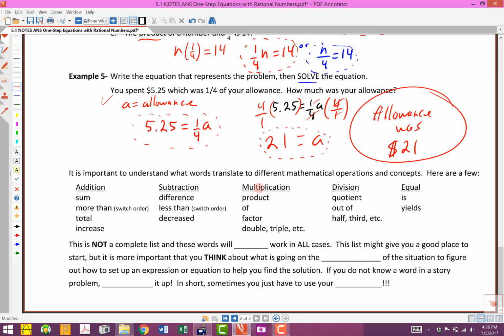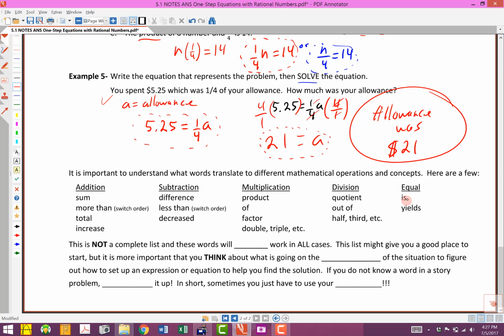Multiplication, we might say that it's a product. We might say they're factors. We might say things like double if we're multiplying by 2, triple if we're multiplying by 3, different things like that. And then the word of, just like we said up here, 1/4 of something or half of something, things like that. That translates into multiplication. Division, we might use the word quotient. We might say this many out of this or something like that, or we might use words like half or third or different things there.